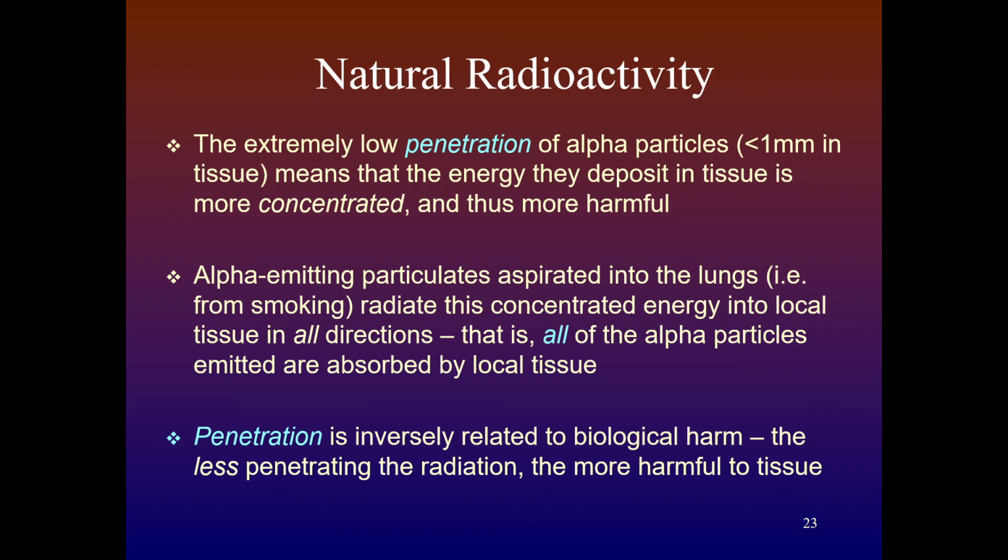Alpha emitting particles aspirated to the lungs radiate this concentrated energy into local tissues in all directions. That is to say, all of the alpha particles emitted are absorbed by the tissues nearby. This is one reason why smoking is harmful. Penetration is inversely related to biologic harm. A non-penetrating radiation is actually the more harmful kind.